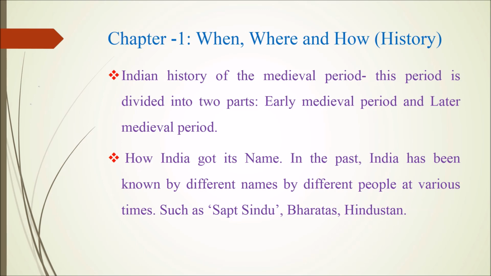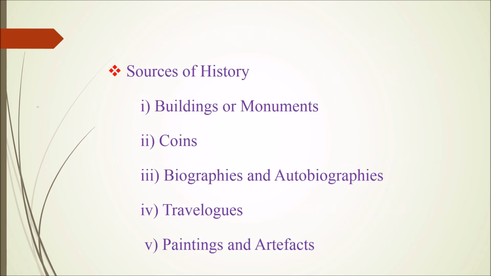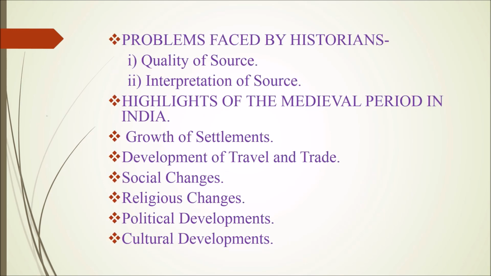Then, how India got its name. In the past, India has been known by different names by different people at various times, such as Sapt Sindhu, Bharatas, Hindustan. We have already seen about sources of history. Under this, we have buildings or monuments, coins, biographies and autobiographies, travelogues, paintings and artifacts, problems faced by historians.